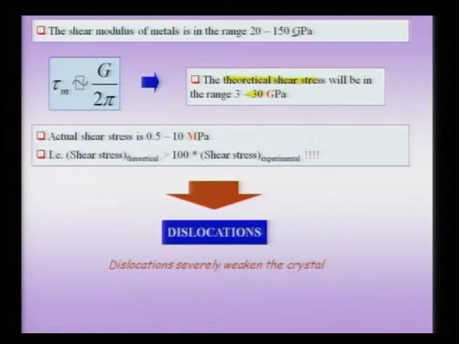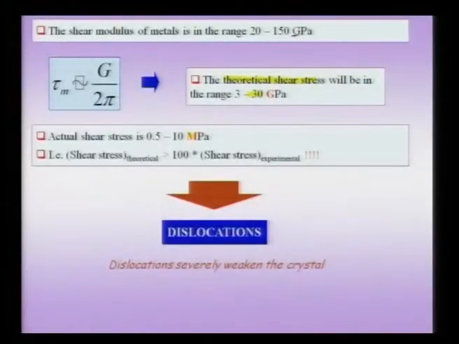Now, when I measure the actual shear stress of materials, lo and behold, the actual shear stress required to cause plastic deformation, suppose I take a rod of aluminum or copper or iron and try to cause plastic deformation, comes out of the order of megapascals. So, clearly crystals are weaker by at least 2 to 3 orders of magnitude as compared to the theoretical shear strength predicted.